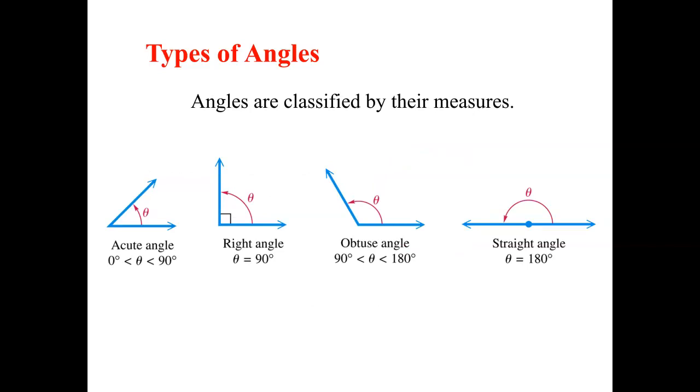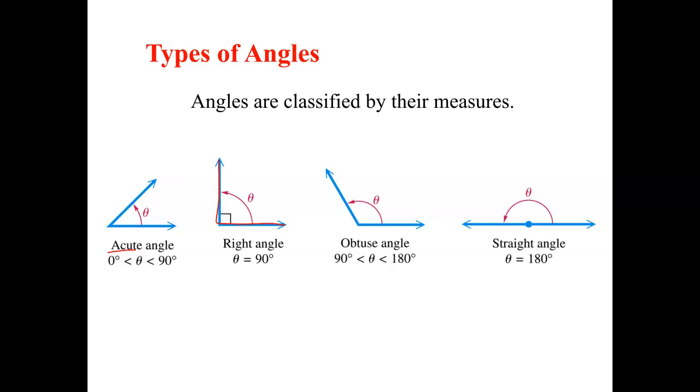A couple of angle classifications. If the angle is between 0 and 90 degrees, we call it an acute angle. It's a cute little angle. A right angle is going to be 90 degrees. Obtuse is greater than 90 but less than 180. And then a straight angle is 180 degrees.